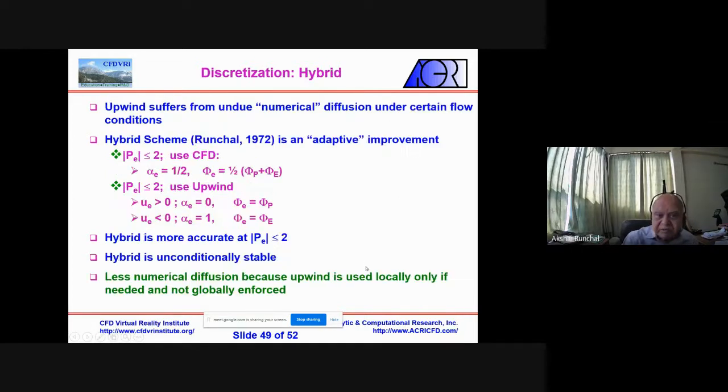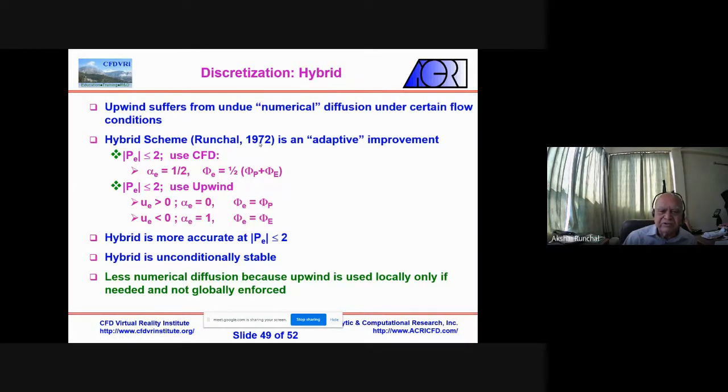The problem with this approach is that it has a high numerical diffusion under certain flow conditions when the grid is not aligned with the direction of the flow. It works beautifully when the grid is aligned with the direction of flow, and it's high and the velocity is high. It still works.